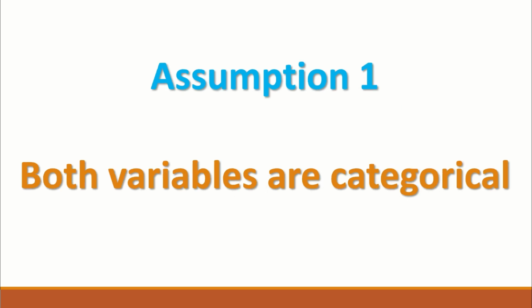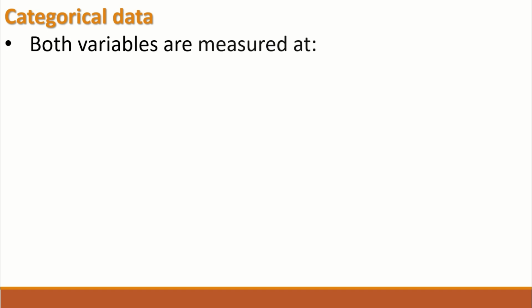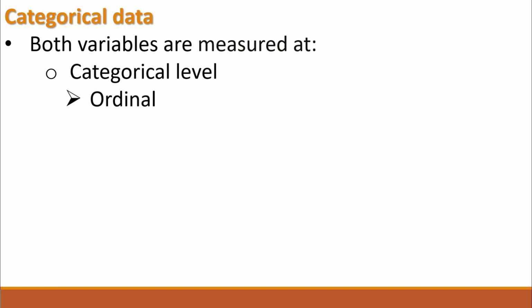The first assumption is that both variables are categorical. Categorical data are measured at a categorical level. It can be ordinal or nominal. Ordinal data is categorical data, but there is order in the data. Nominal data is categorical data with no order in it, such as occupation.